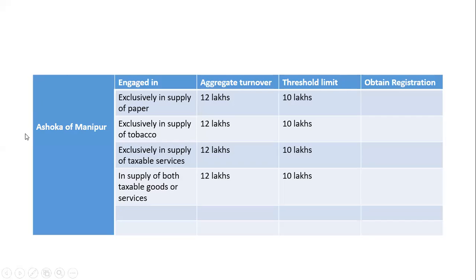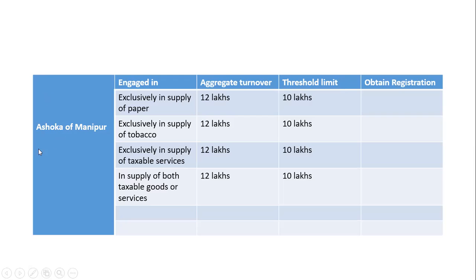Next question. Ashoka of Manipur. Please pay attention. This Mr. Ashoka is from the special category state. I have given you double M and T. Double M is Manipur, Mizoram, Nagaland, Tripura. MM and T. 4 states. They have a threshold limit of 10 lakhs. If they cross the turnover of 10 lakhs, they are required to register.